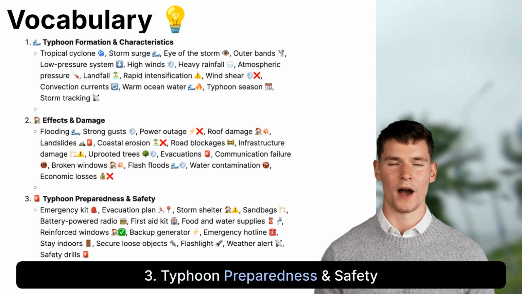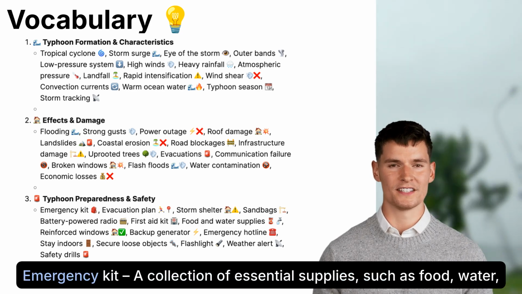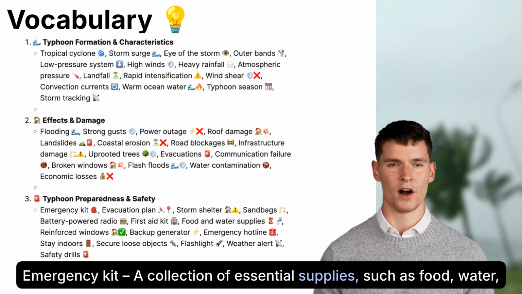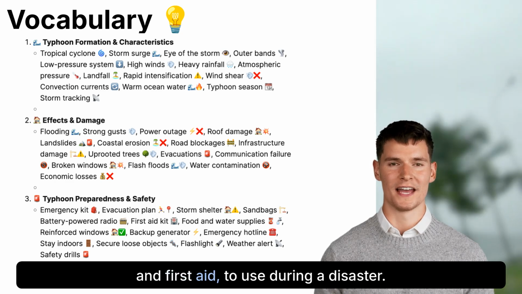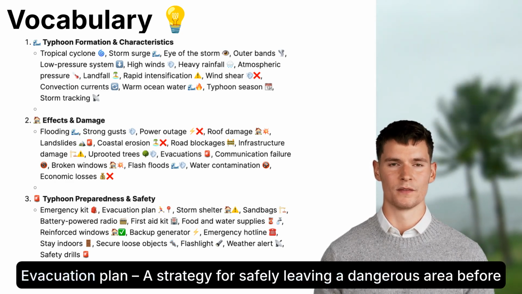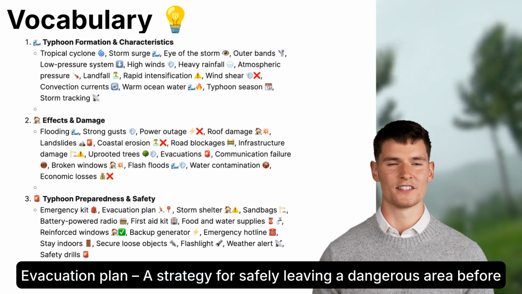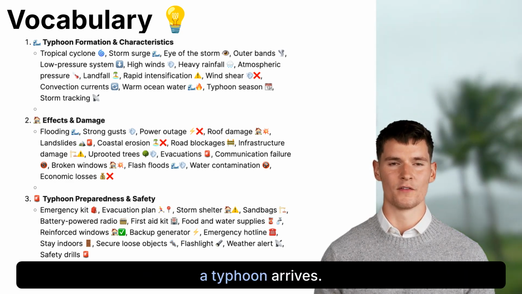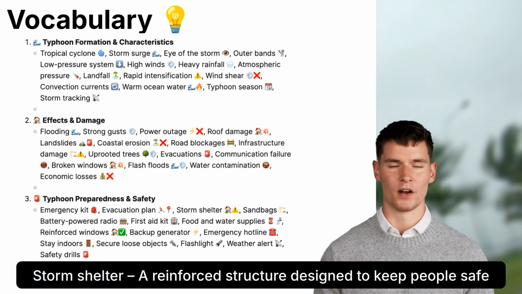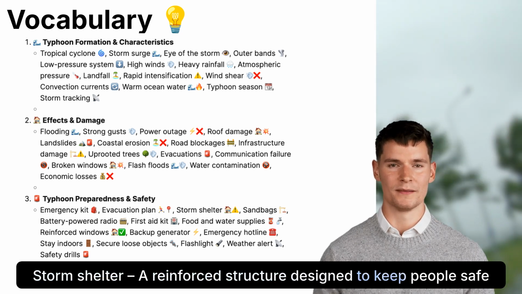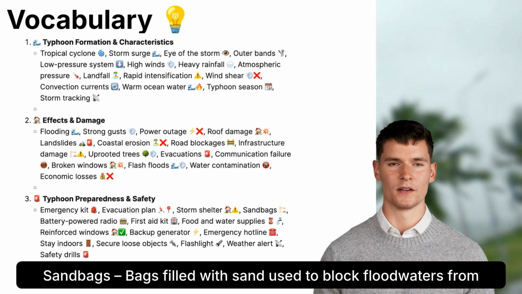3. Typhoon preparedness and safety. Emergency kit, a collection of essential supplies such as food, water, and first aid to use during a disaster. Evacuation plan, a strategy for safely leaving a dangerous area before a typhoon arrives. Storm shelter, a reinforced structure designed to keep people safe during extreme weather.